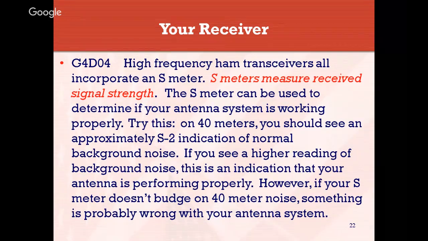High frequency ham transceivers all incorporate an S meter. S meters measure received signal strength. The S meter can be used to determine if your antenna system is working properly. A lot of the newer radios have meters that are multi-purpose. You may have a switch that allows you to see plate current, the SWR, the signal level, or the power output. So there may be multiple functions for your meter on your radio.